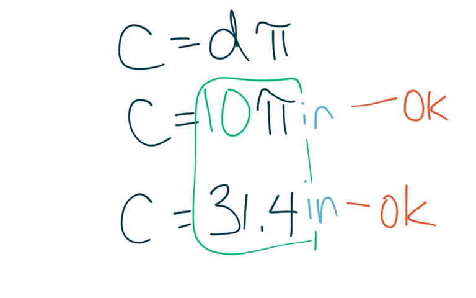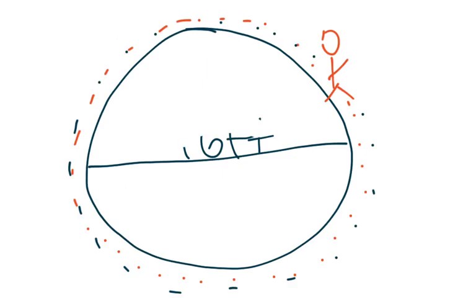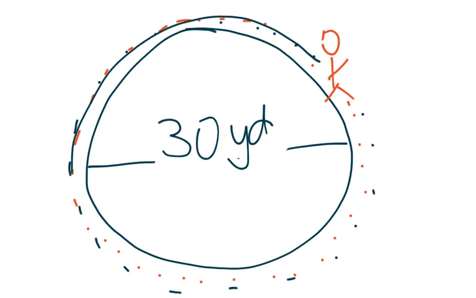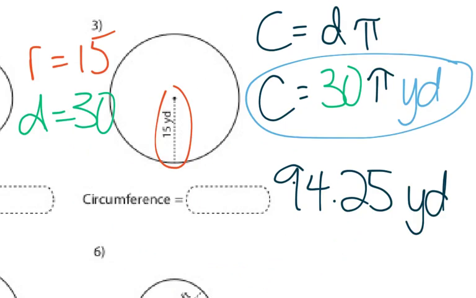Alright, so again, in our example, if this was 30 yards, then he would have walked 94.25 yards around the house. And that's always the concept.